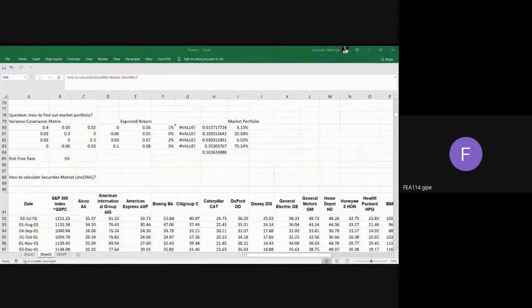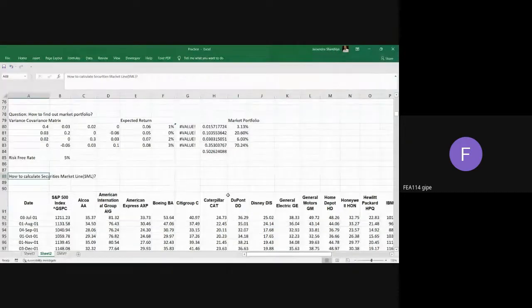Yeah, so okay, will any one of you venture to say something about CML and SML? Okay, not a problem, not a problem. So let me explain what I want to say about CML and SML.